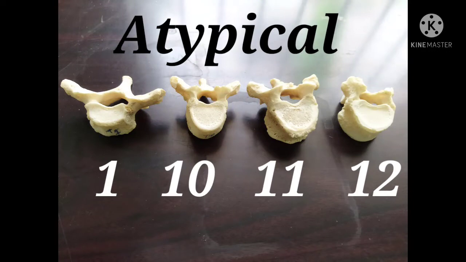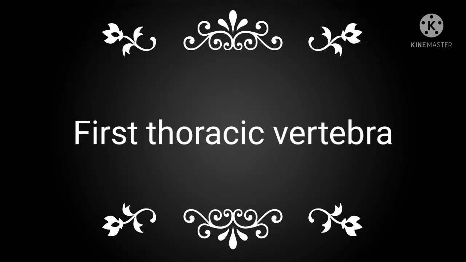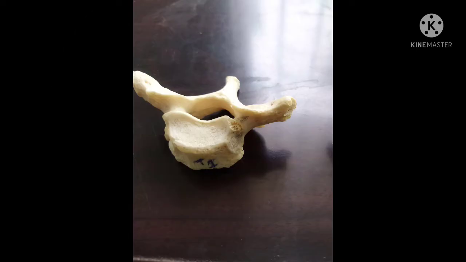For the features of the first thoracic vertebra, we are going to tell only the distinguishing features from the typical thoracic vertebra. It resembles that of the 7th cervical vertebra. The body is narrow anteroposteriorly. Its upper surface is concave from side to side with an upward projecting lip on either side. The anterior border of the inferior surface projects downward.